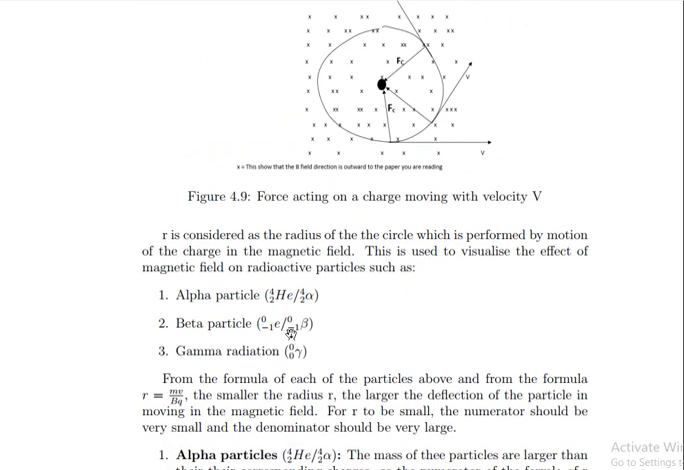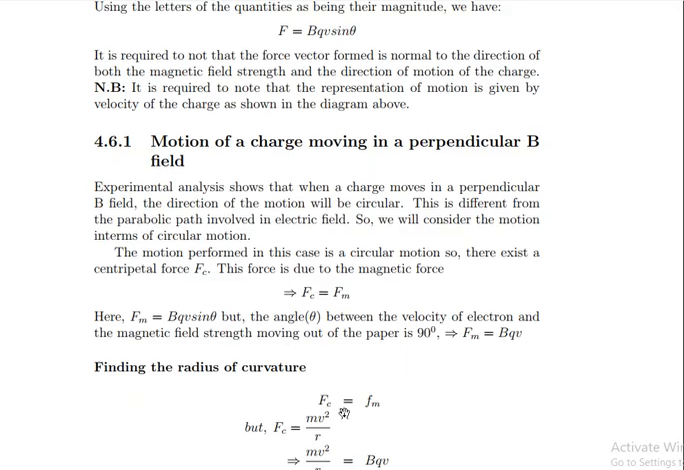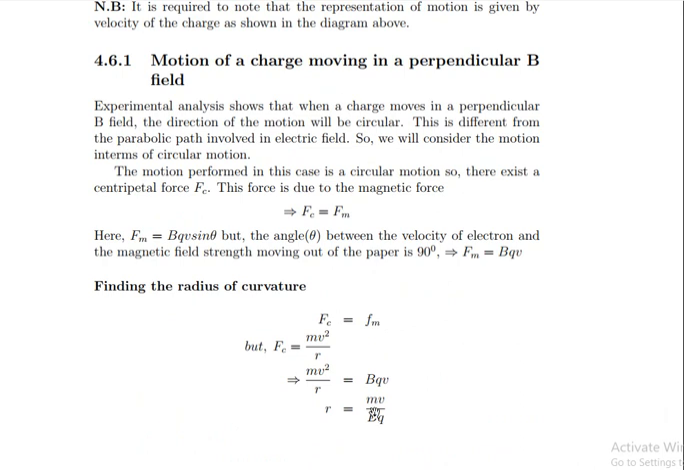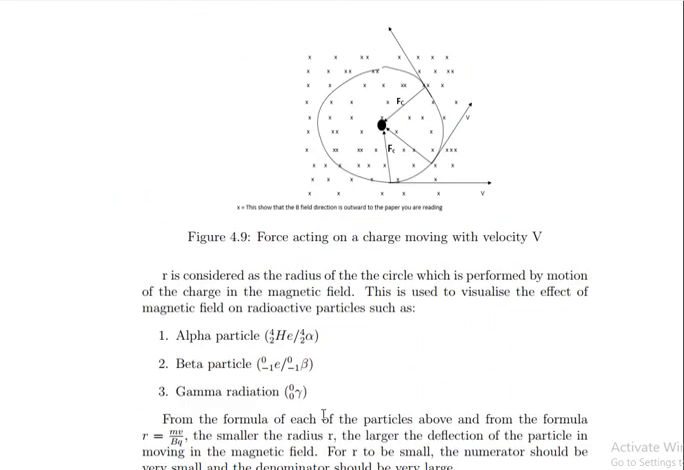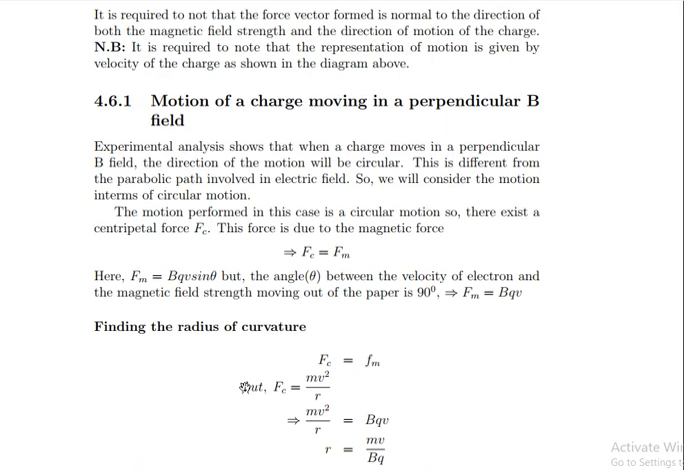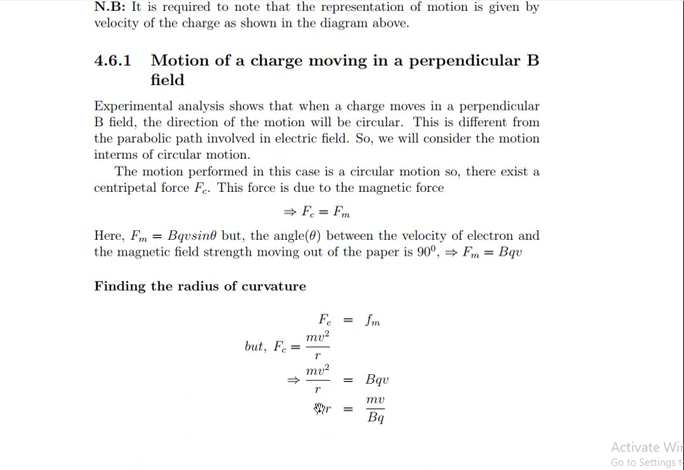Now let's visualize beta particles. Beta particles have a very negligible mass while the charge is considerable. It implies that when you substitute, the mass is going to be very small and the charge is going to be very large. So the radius of curvature is going to be very small. Since the radius of curvature is very small, the beta particles are going to be highly deviated by the magnetic field. Now let's visualize the other case.